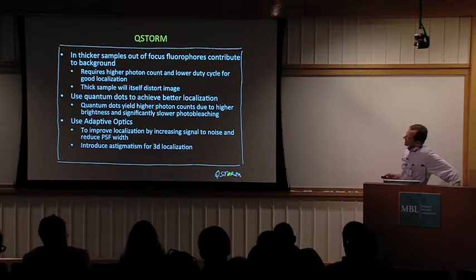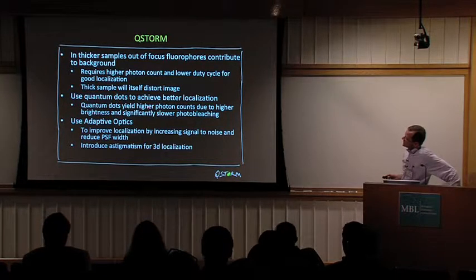So our goal in this project is to use two technologies to allow STORM imaging in thicker samples. So we're going to use quantum dots to achieve better localization. Quantum dots produce more photons for a given amount of time and a given intensity than other fluorophores, than small molecule fluorophores and fluorescent proteins, and that allows higher localization.